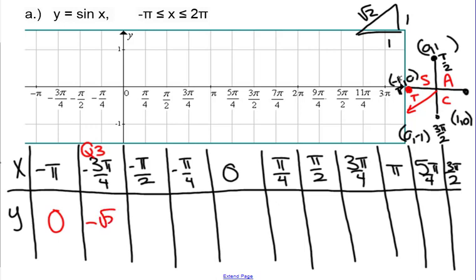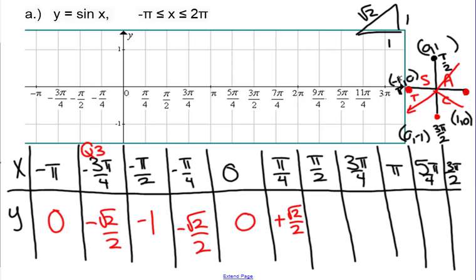45-degree reference angle is root of 2 over 2. At negative pi over 2, we are right here. Sine of that is negative 1. At negative pi over 4, we're in quadrant 4. Our sine is still negative, and reference angle, we are root of 2 over 2. Sine of 0 is this value right here. Our sine of 0 is 0. Pi over 4, we are in quadrant 1. Our sine is going to be positive, and that is root of 2 over 2.